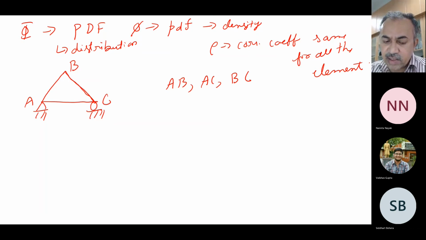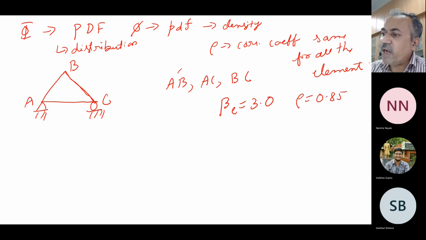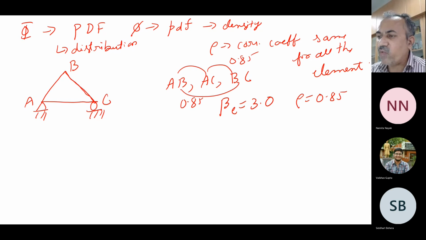Okay, let us say the reliability index of the individual elements is 3, and the correlation is 0.85. That means the AB and AC correlation is 0.85, the AC and BC correlation is 0.85, and AB and BC is also 0.85. So all of them are the same, and you can use this type of expression.